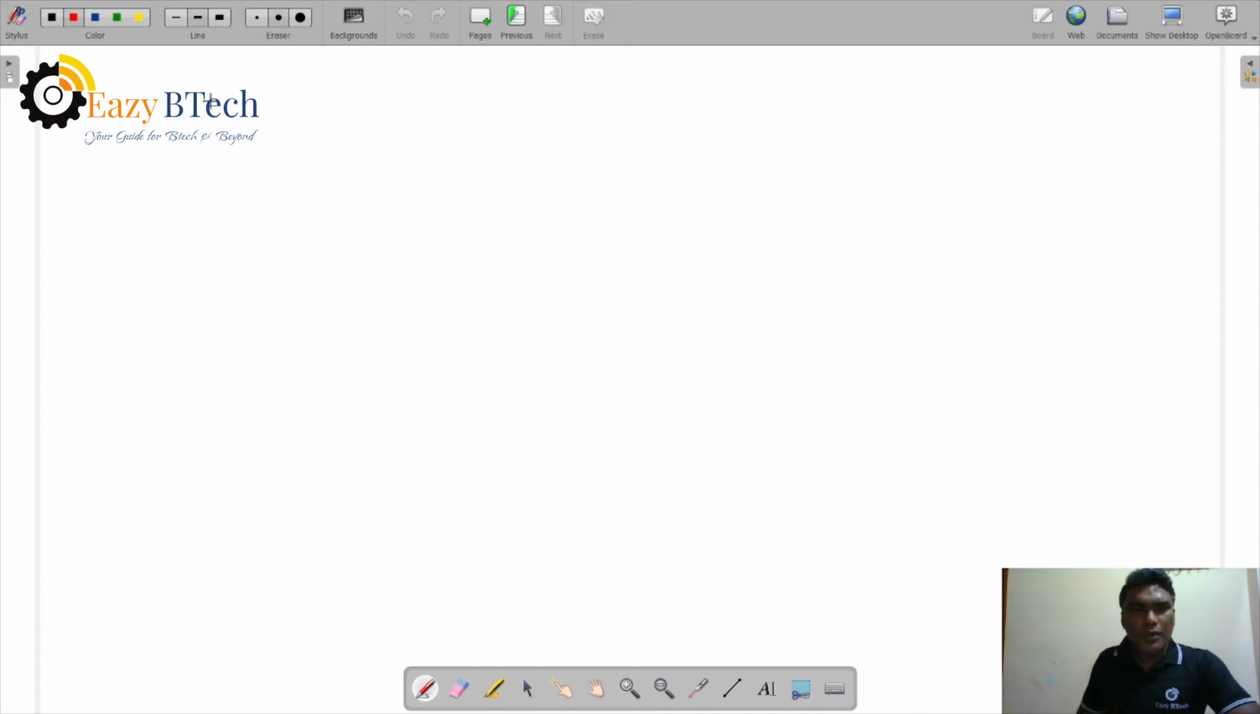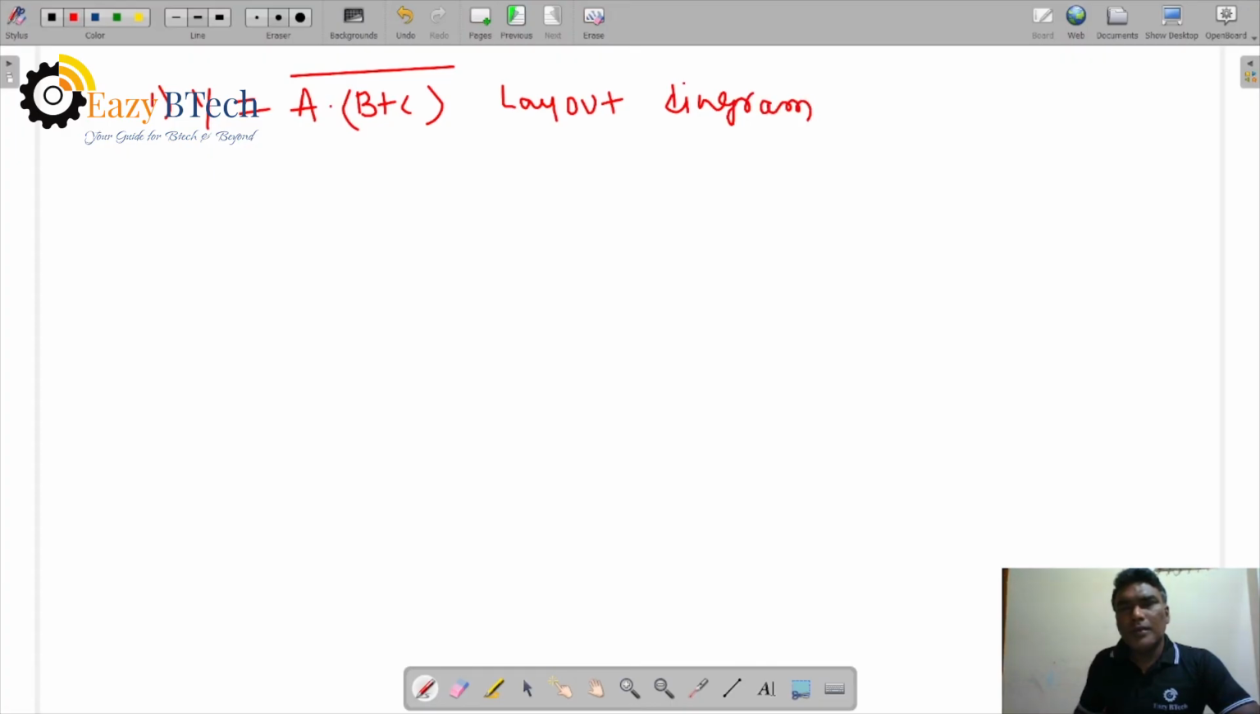So that you can understand more, for example, Y is equal to A into B plus C. Draw the layout diagram in NMOS design. In NMOS design, first we draw the circuit diagram, then draw the layout diagram.